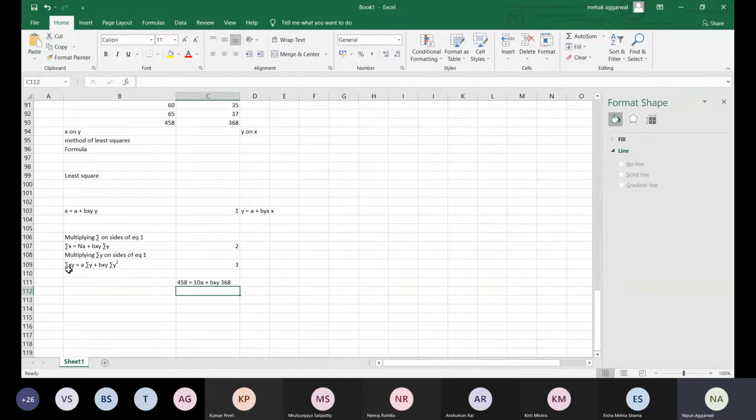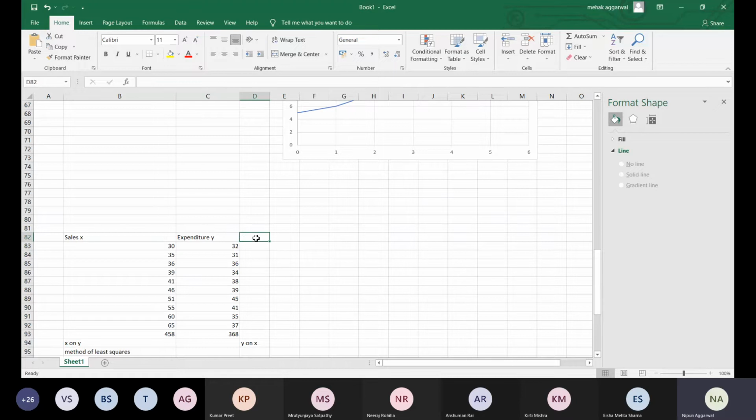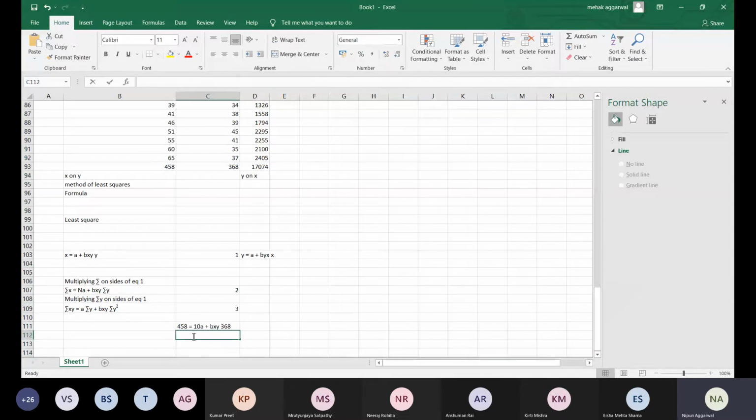Now in the third equation, you want sigma xy. So first calculate xy from the data. xy means the multiplication of x and y, which will be equal to this multiplied by this. So this becomes your xy. Now you want the summation of xy. So the summation of xy is 17074.